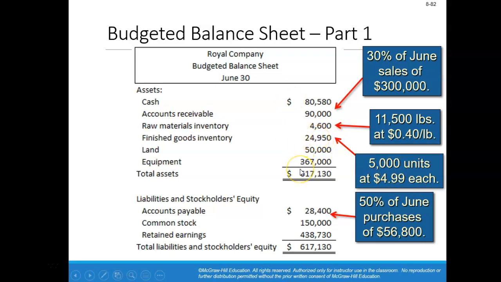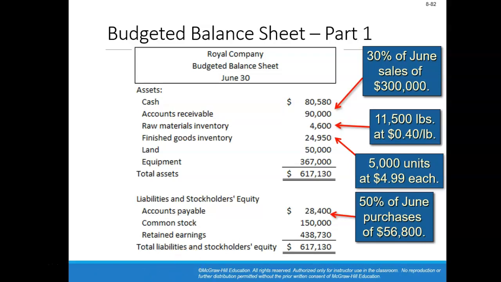This is our total assets. This is our accounts payable. Recall that the material that we purchased in the month of June, we only paid for half of it. So we still owe them $28,400. Common stock, retained earnings. Therefore, our balance sheet does balance. Our assets equal our liabilities plus our owner's equity.